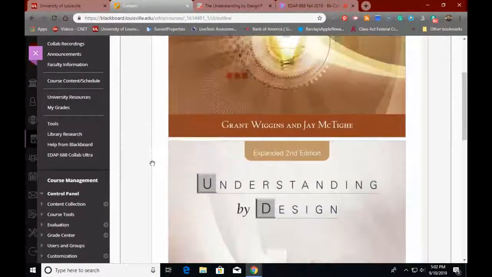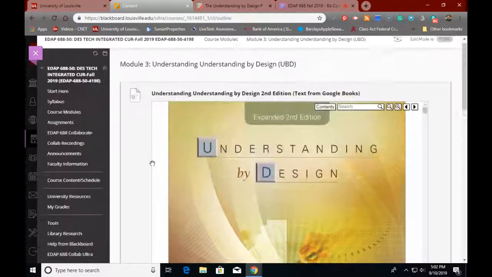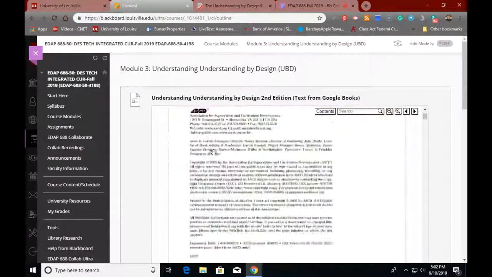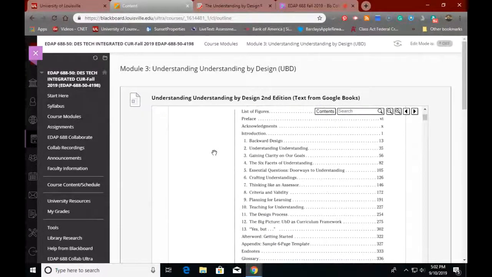But in here, this is not the full book, okay? This is what the Google folks allow us to have. But what I did is in here, you will find the six facets of understanding. I'm sorry, I was teaching something yesterday that had a five in it. The six facets of understanding. So this is in the book, and we'll get to that next week and the other chapter you're being asked to read.